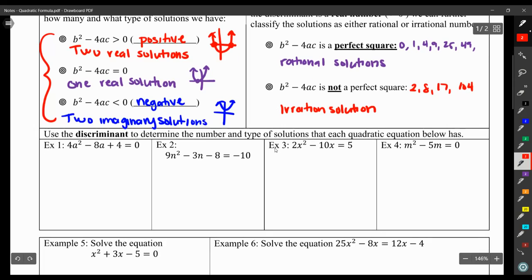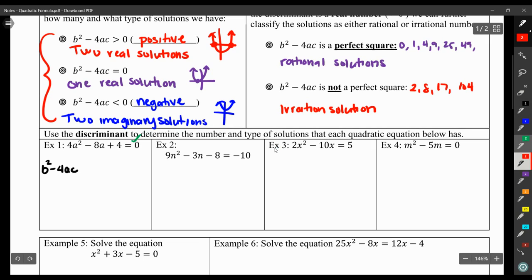So for the next four examples, it says use the discriminant to determine the number and type of solution. So are there one real, two imaginary? We're not so much worried about this piece over here. We're more worried about this piece here. With the discriminant, we have to make sure we're equal to 0 and in standard form, just like you would if you were using the actual quadratic formula. So since number 1 is in fact equal to 0 and it is in standard form, we can go ahead and check the discriminant. b squared minus 4ac is the only piece we're worried about.